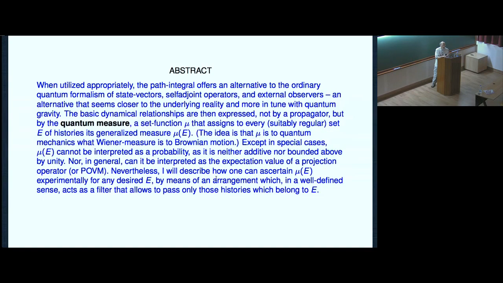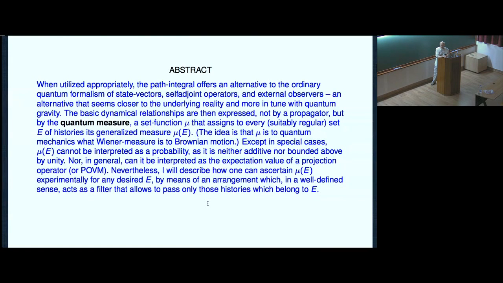Nevertheless, I will describe how one can ascertain mu of E, its value, experimentally for any desired event E, any desired set of histories, by means of an arrangement which, in a well-defined sense, acts as a filter that allows to pass those histories which belong to E.